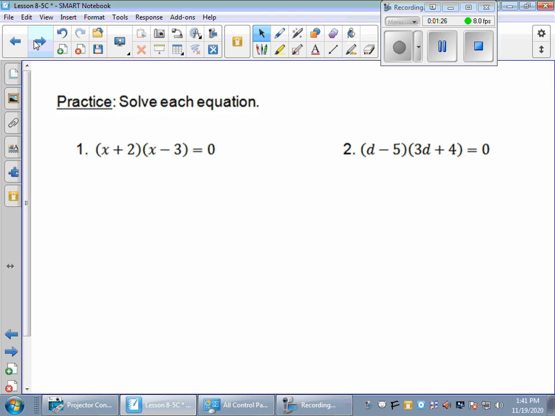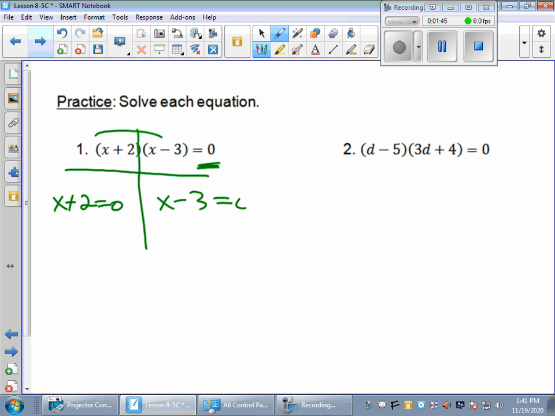So again, first thing we do when we check these problems is, do we have an equal sign and does it equal 0? Yes, in this case it does. Second thing is, do you see parentheses here? Yes, so that means it's probably factored. So let's tee this up, see what happens. So when we tee it up, we go x plus 2 equals 0, and then x minus 3 equals 0. And then we solve both of these. Subtract 2, so x equals negative 2. In this one here, we're going to add 3, so x equals positive 3.